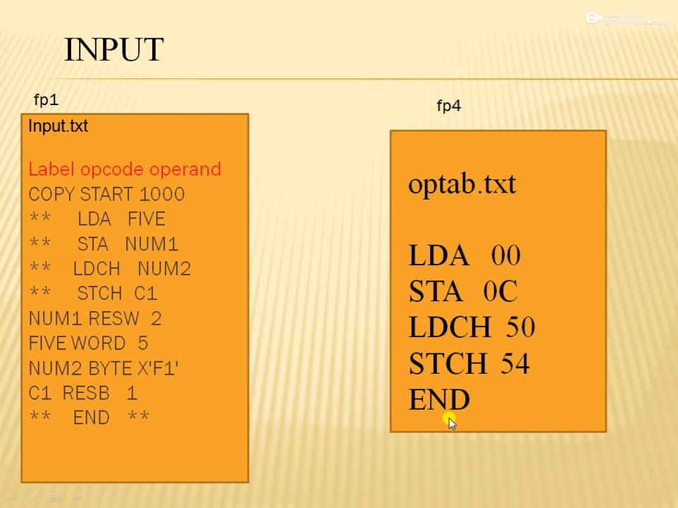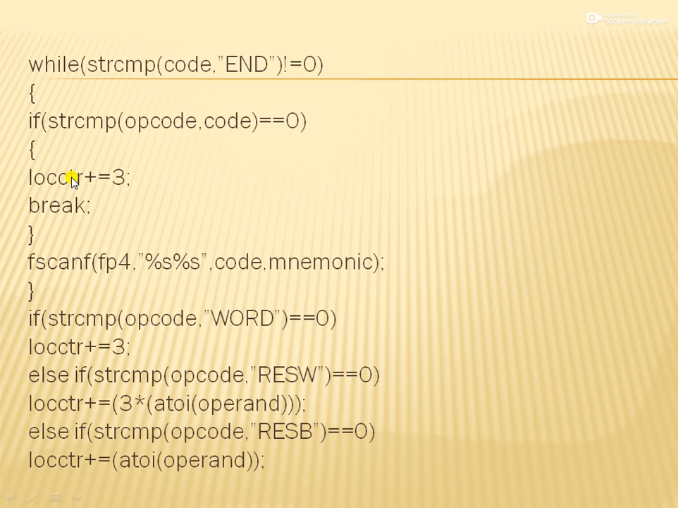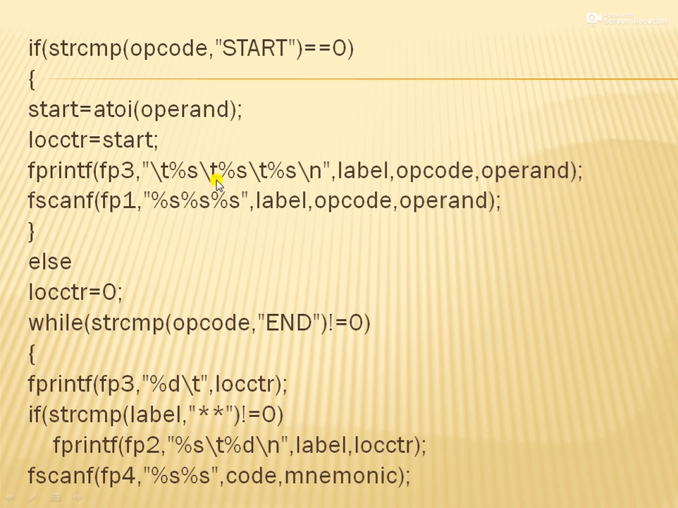We are actually checking by using this END whether it has reached the end of this file, that is, optab. Okay, so these are all the mnemonics used in this program. We are giving them here in optab.txt. So these two should be given as input. Now we have reached here, so we have printed that. After that you need to read the next line of the source program.